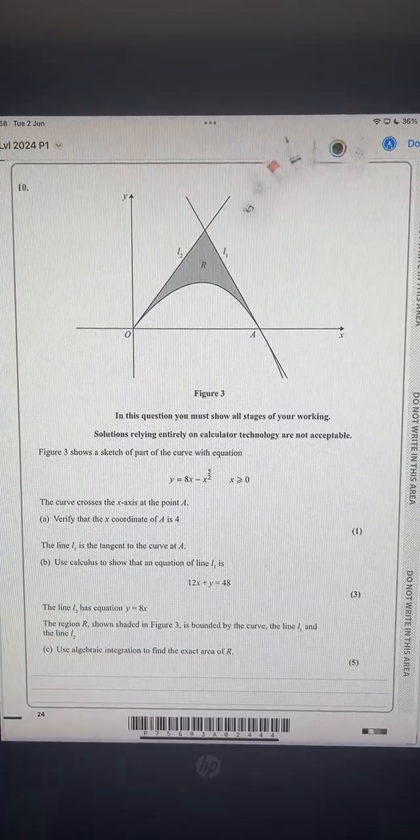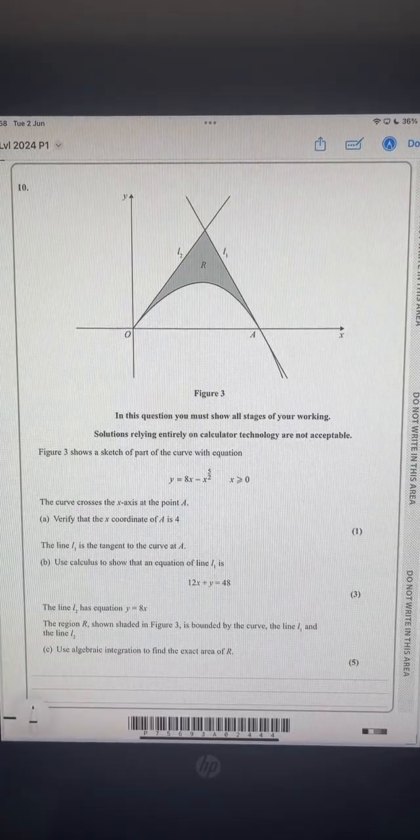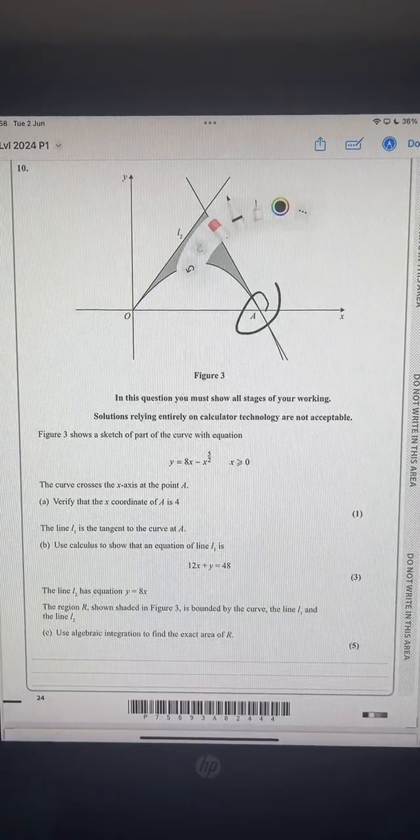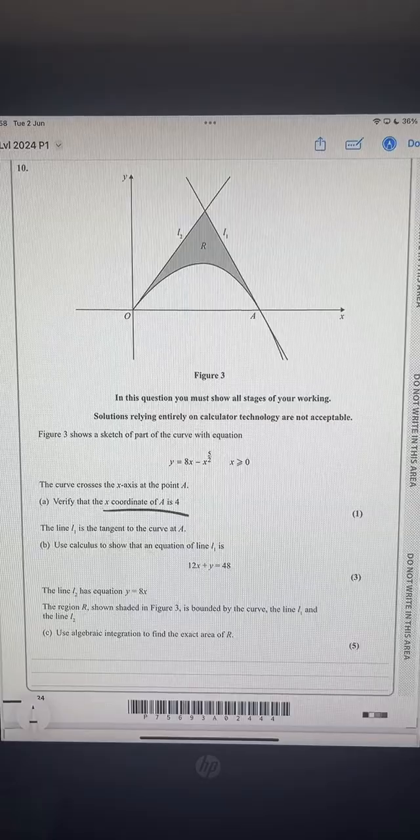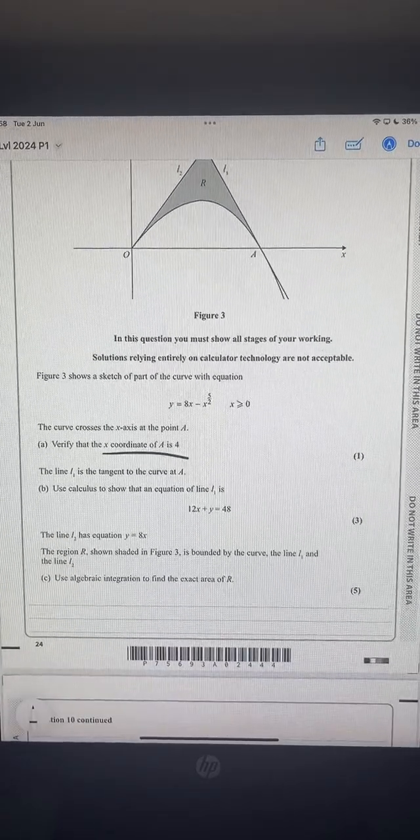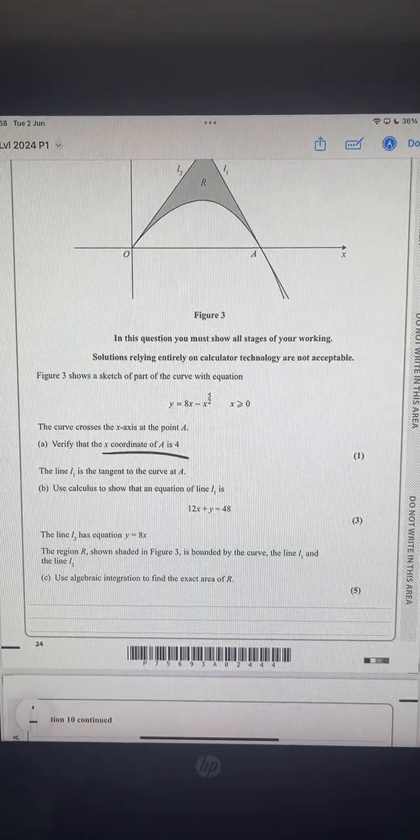Okay, cool. Question 10. Very nice question in my opinion. So figure 3 shows a sketch of a part of a curve with this equation. The curve crosses the x-axis at point A, which is over here. Verify that the x-coordinate of A is 4. There are two ways you can do this. If you see verify, they generally allow you to use this answer in the equation. So you can put in 4 here and here, and you compute that using your calculator, you will get that the y value is equal to 0, and that proves it.